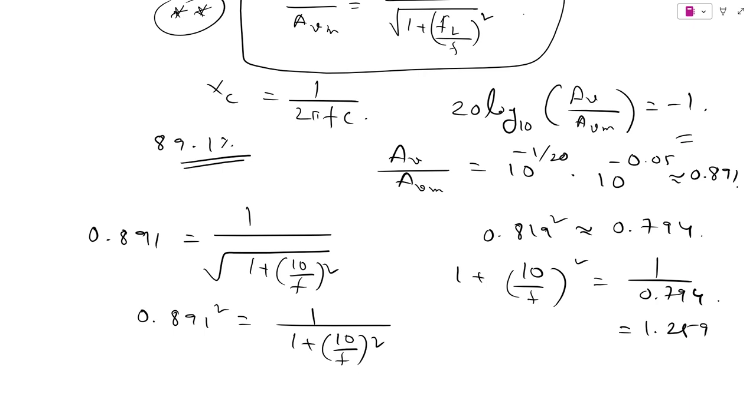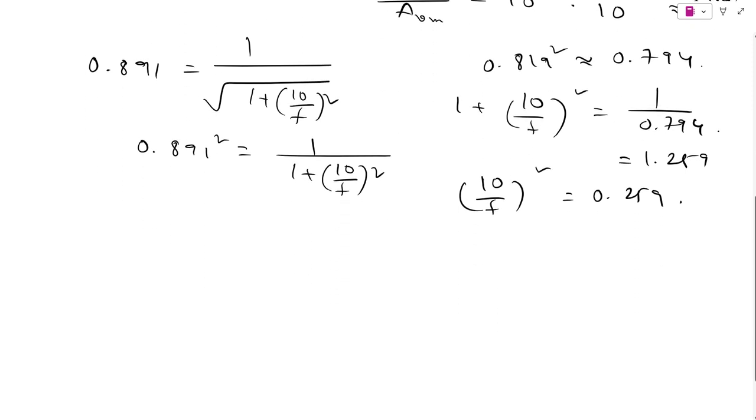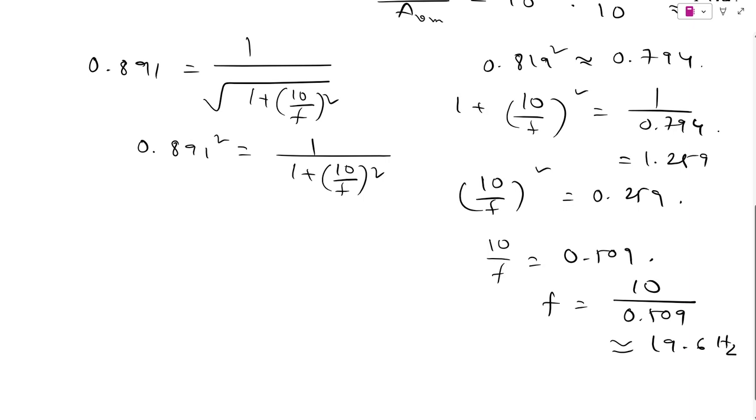And hence (10 by f) whole square is 0.259. Taking the square root, 10 by f is 0.509. Therefore f is 10 by 0.509, which is about 19.6 hertz. So thus f is about 19.6 hertz.